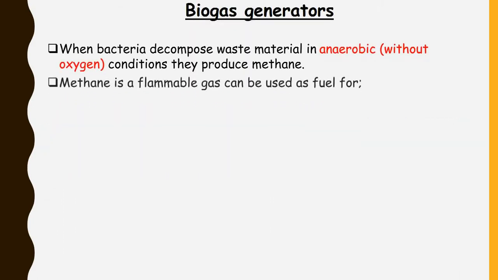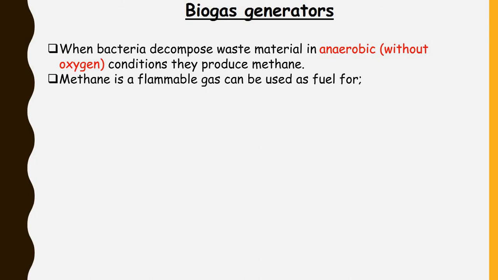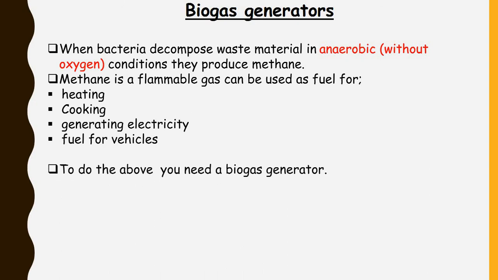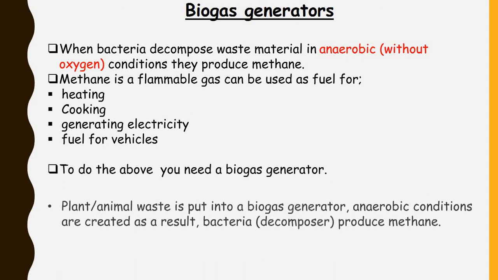Okay, onto our biogas generator. It's really interesting here. So at this point it might be good to pause the video, just double check your answers for those questions before we move on to this section. When bacteria decompose waste material in anaerobic, that's without oxygen conditions, they produce methane gas. Methane is a flammable gas and can be used for biofuel and therefore for heating, cooking, generating electricity, fuel for cars. And to do the above, you need a biogas generator.